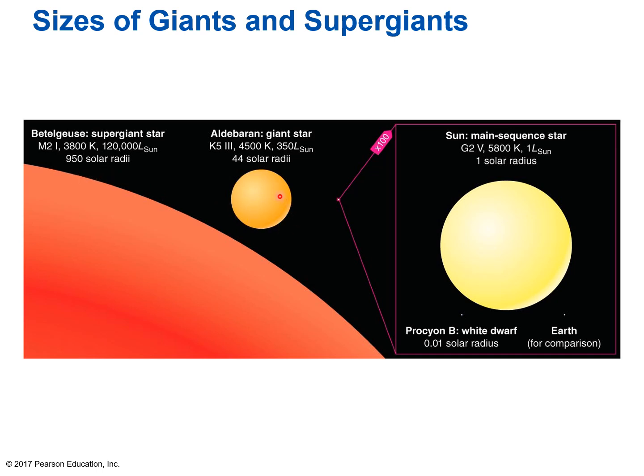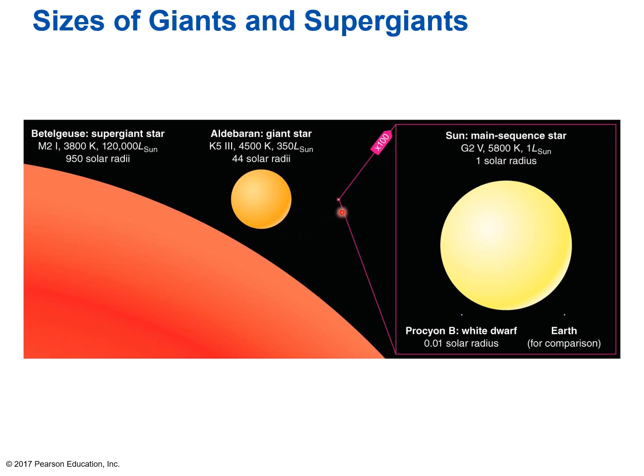Now you compare that over here to this orange star, not a supergiant, merely a giant star. It's Aldebaran, what's known as the red eye of the bull, Taurus. It is a K5 III star. K means it's a little bit warmer than an M star, so 4,500 Kelvin. The Roman numeral 3 means it's a giant star, 350 times brighter than the sun, and 44 solar radii, so 44 times the diameter of the sun.